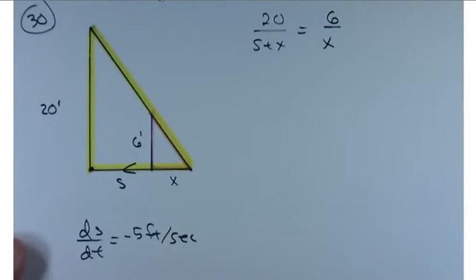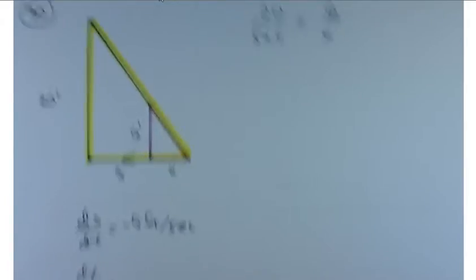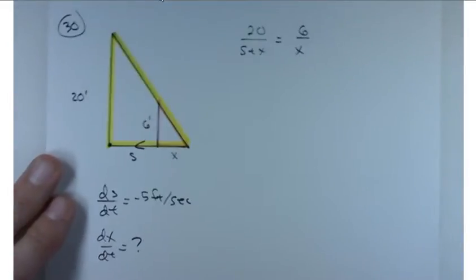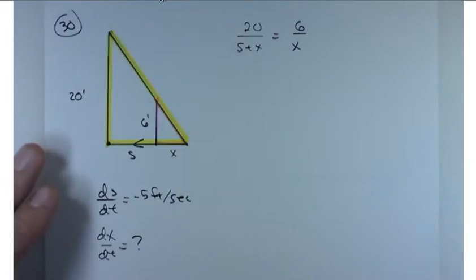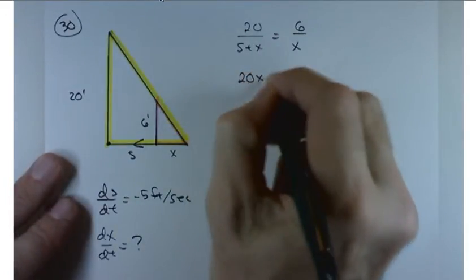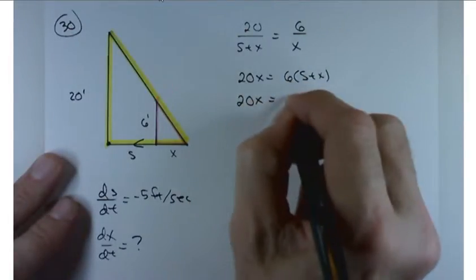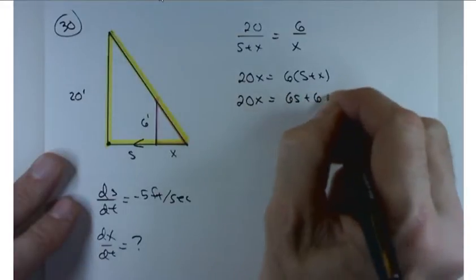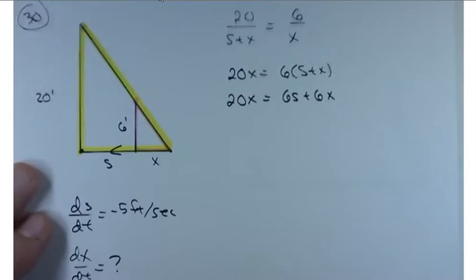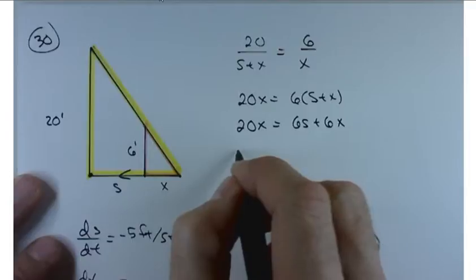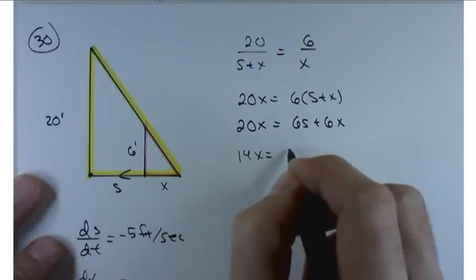Okay, let's work with this a little bit before we try and find something that relates to dx by dt. dx by dt, by the way, is the remaining unknown variable here. So if I cross multiply, then I'll get 20x equals 6 times s plus x, or better yet, 20x equals 6s plus 6x. Suggestions here. Yeah, I'd subtract 6x from both sides, right? 14x equals 6s.